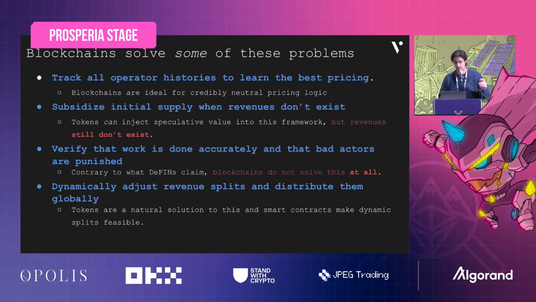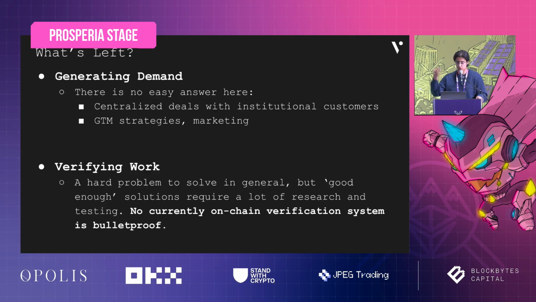And then dynamically adjusting revenues, tokens are a natural solution to that. So the 2 things that are left, generating demand. There's no easy answer here. This is something that we still need to figure out for DePIN, but a lot of it looks like centralized deals with institutional customers, building out that kind of demand.